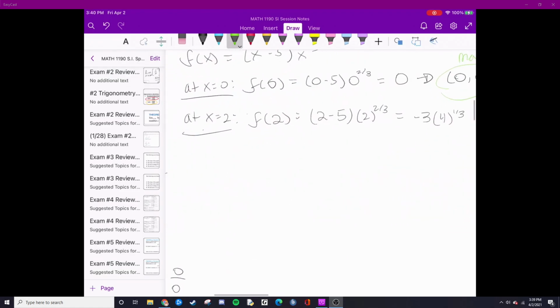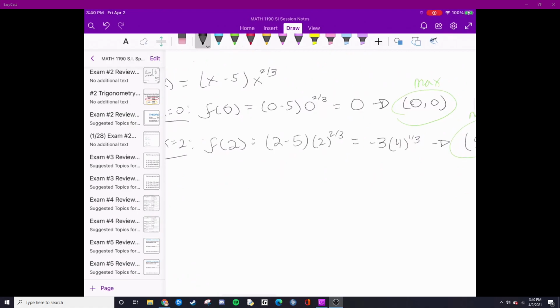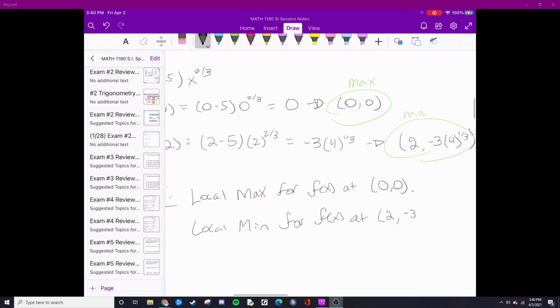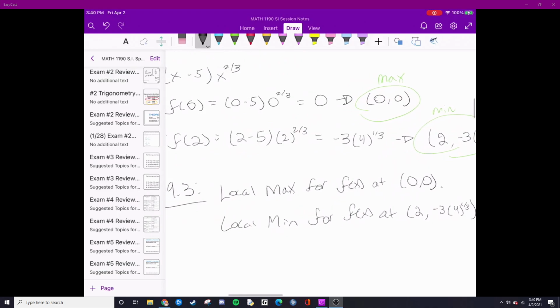All right, so our final answer for 9.3 is going to be there's a local max for f of x at 0, 0. And then there's a local minimum. I'm just going to write min for f of x at 2, negative 3 times 4 to the 1/3. And that would be our final answer for that problem.